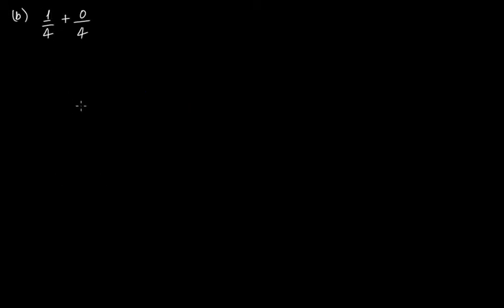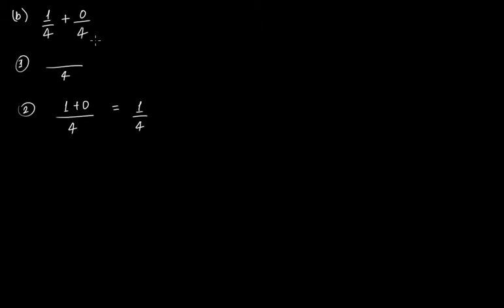In the next one, you have 1 by 4 plus 0 by 4. So again, the first step will be to write the denominator of the fraction that you will get, and then the second step is to add the numerators by 4. This will give you 1 by 4. 1 plus 0 is actually 1.